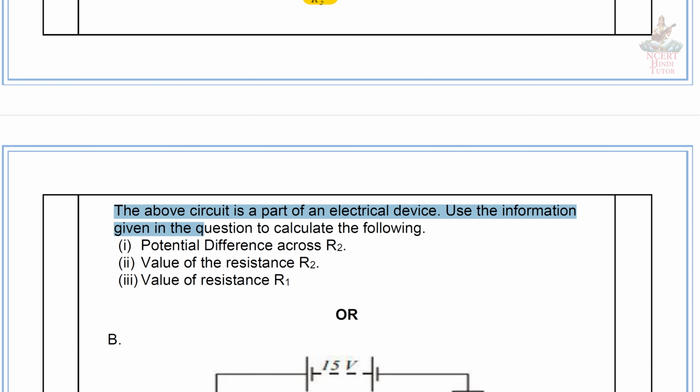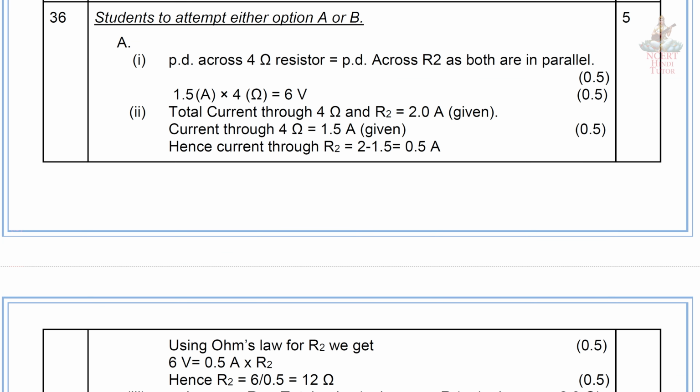Use the information given in the question to calculate the following. First, potential difference across R2, value of the resistance R2, value of the resistance R1. Answer: A. Potential difference across the 4 ohm resistor is equal to potential difference across R2 as both are in parallel. So 1.5 ampere into 4 ohm is equal to 6 volt.